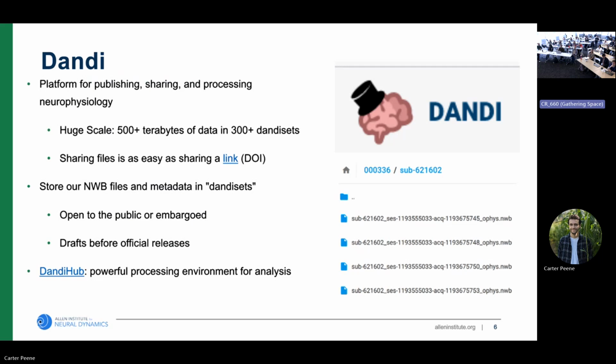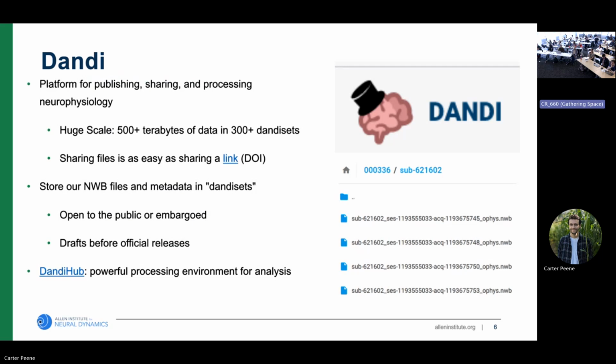So if you have your NWB files, you understand the format, maybe you generated them with our pipeline or you generated them yourself, you may be wondering, well, how can I share them? And DANDI is a really good platform for this. It's able to publish and process some neurophysiology data. It is quite large. Last time I looked at it, it was 500 terabytes with 300 plus Dandisets. I'm pretty sure they're like 600-700 now, probably more.